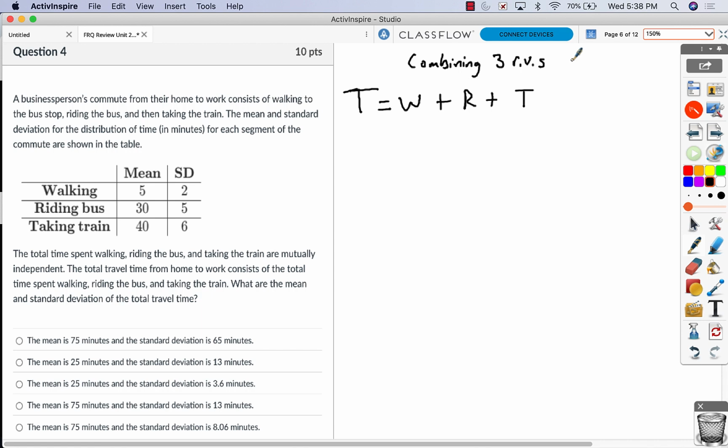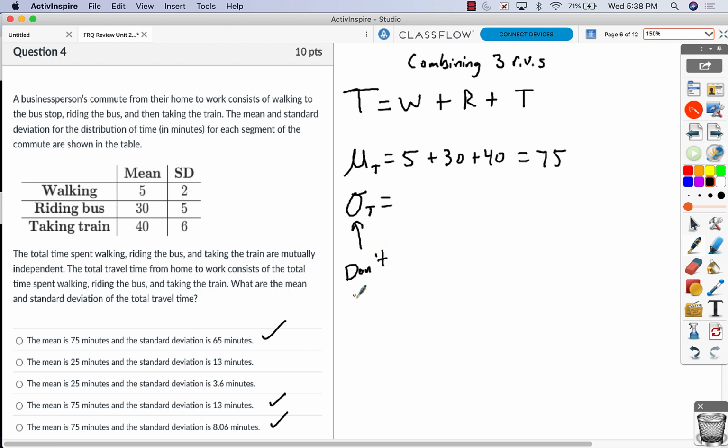And time is continuous. Now you don't have to worry about the continuous here, you just have to know how to find the mean. So to find the mean of the total time, you just add up the means. It's just going to be 5 plus 30 plus 40, which is 75. So I know it's either going to be this one, it's going to be this one, or it's going to be this one. And to find the standard deviations, don't add.